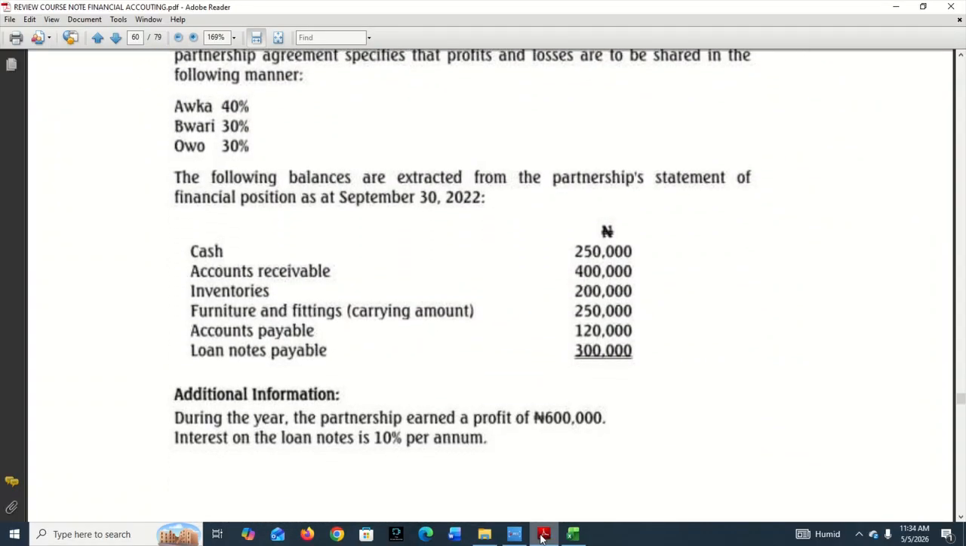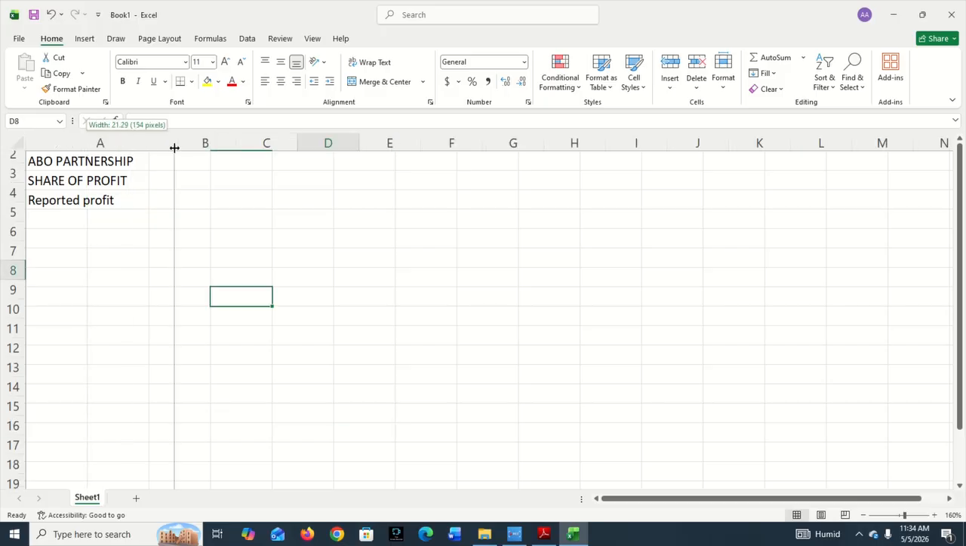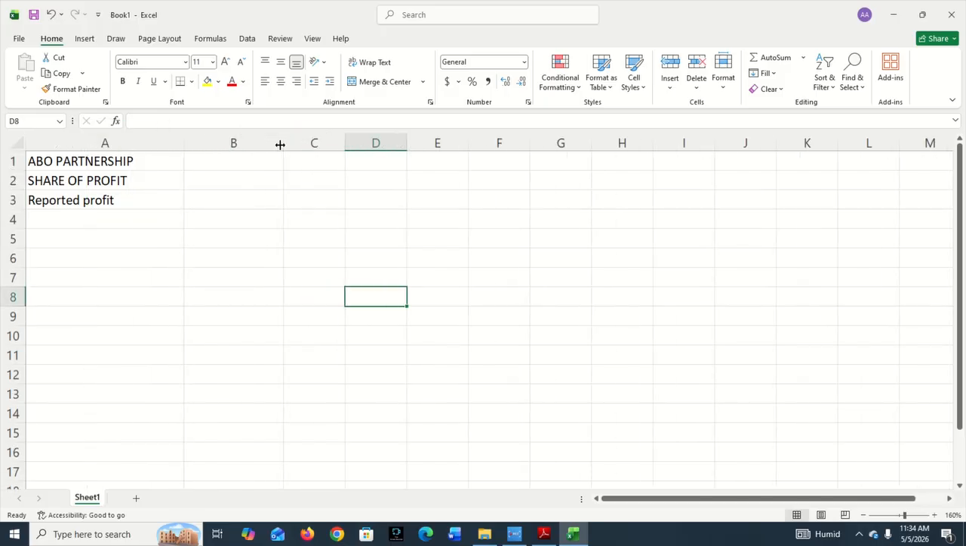Let's look for it. Additional information: during the year, the partnership earned a profit of 600,000. So that's what we'll do first. Reported profit is how much? 600,000. Let's have two naira figures, two naira columns.